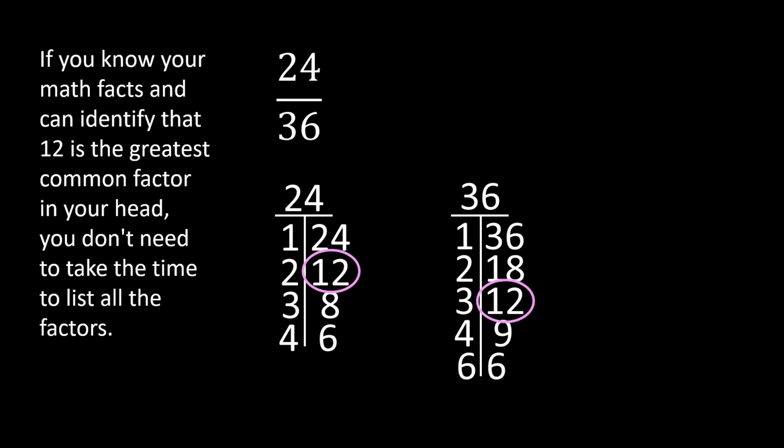If you know your math facts and can identify that 12 is the greatest common factor in your head, you don't need to take the time to list all of the factors of both numbers. If you recognized as you were writing the list out for 36, when we got to 12, that was the highest number that we'd seen repeated in both lists, and can identify the greatest common factor at that point, you don't need to continue your list of factors for 36.